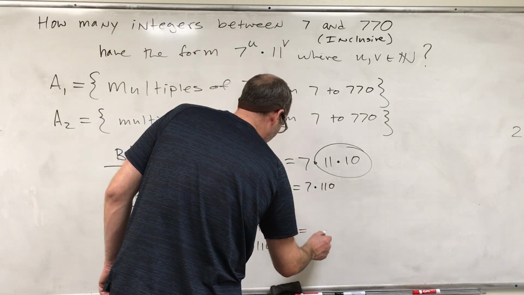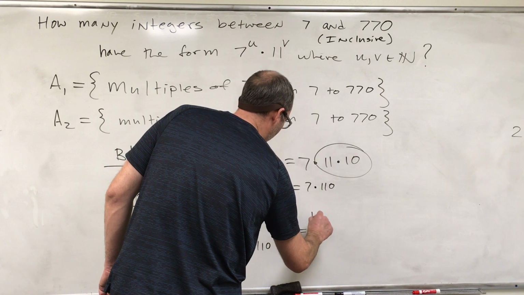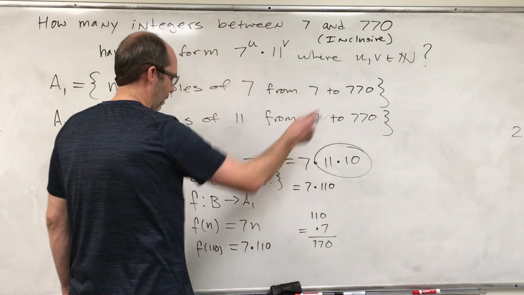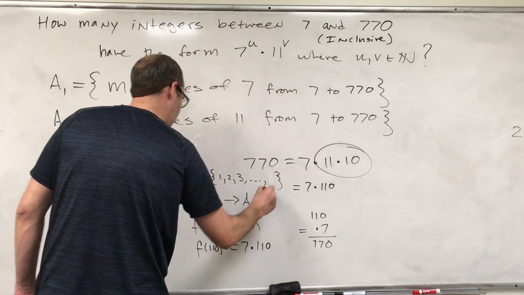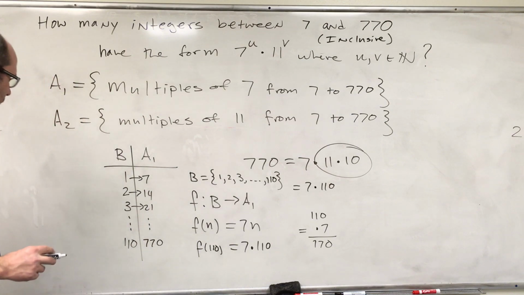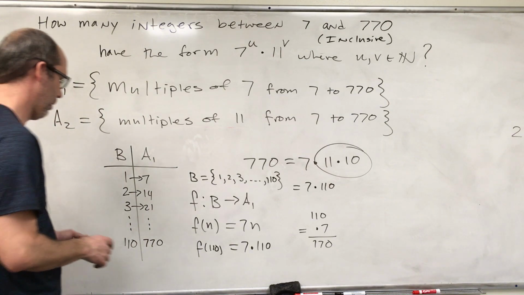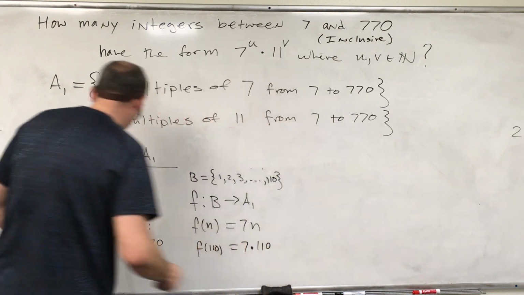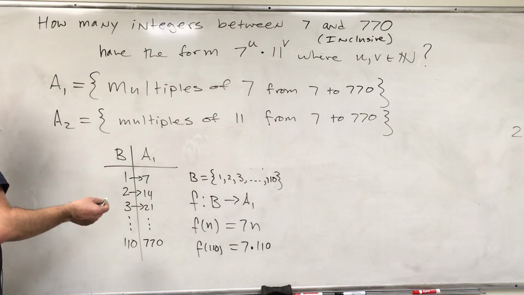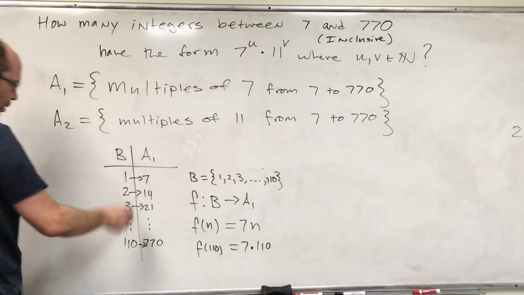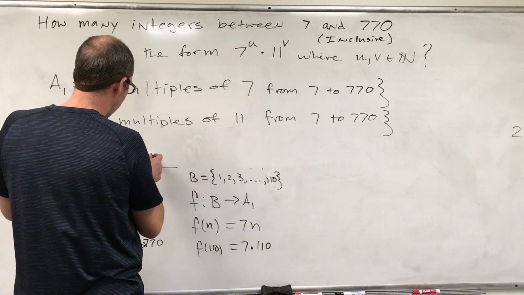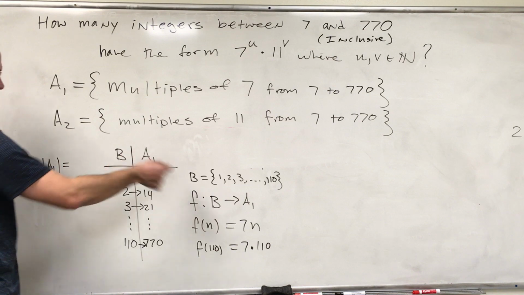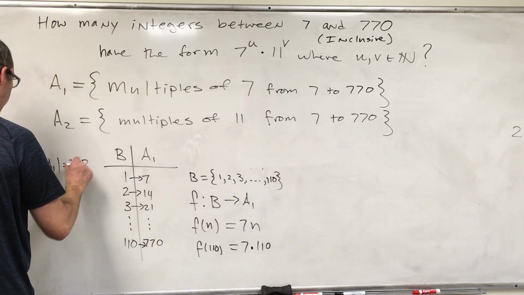You could do the math: 110 times 7 is 770. So this guy right here is 110. Notice that it's a one-to-one and onto map from B to A1, so the cardinality of A1 must equal the cardinality of B, which is 110.